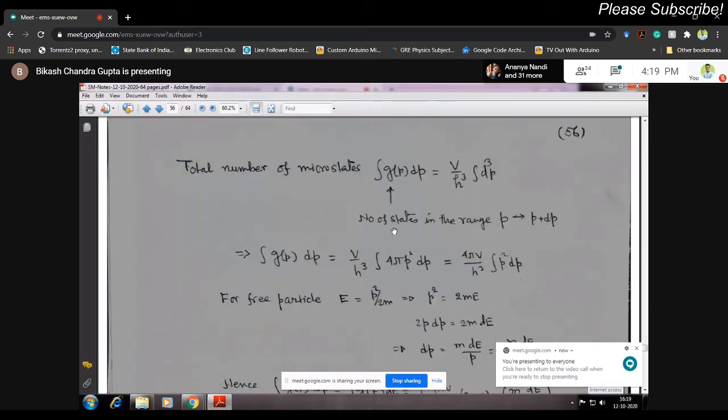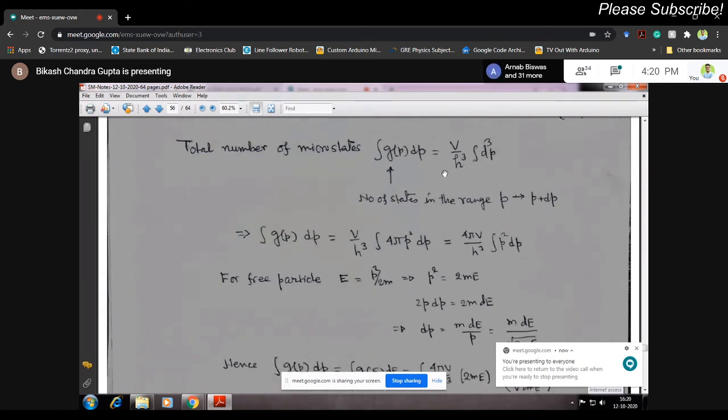This total is the number of states in the range p to p plus dp. Then the integral of g(p) dp equals V by h cube times d cube p. If you integrate over, it will of course give you a 3-dimensional volume. You can break d cube p as 4 pi p squared dp, right? So you take out 4 pi V by h cube, then p squared dp, and you know the dispersion relation for a free particle is E equals p square by twice m, therefore p square is 2mE.